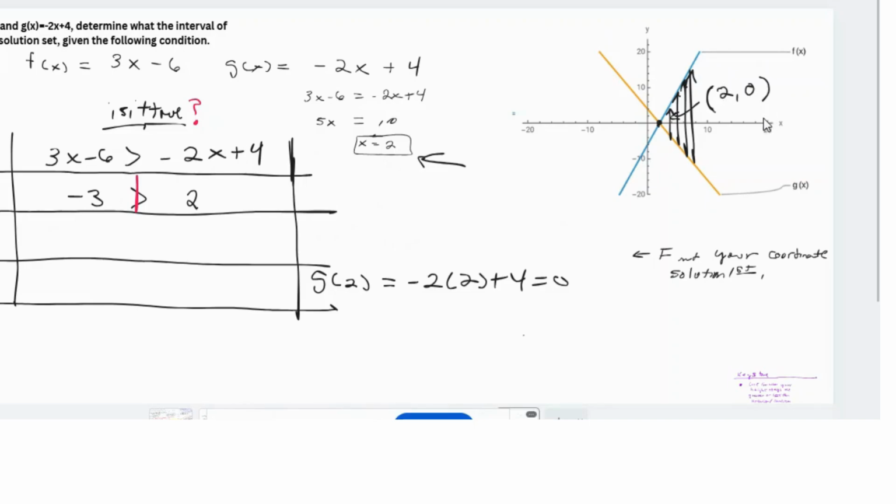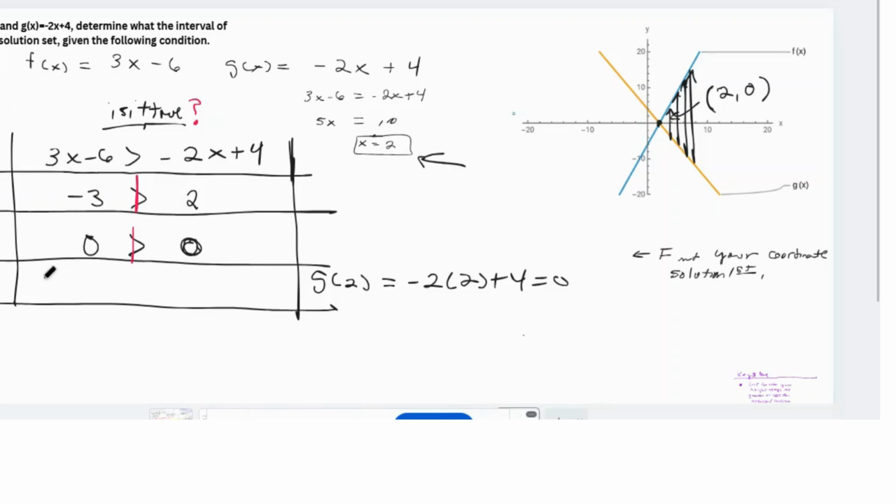Now we test the intersection solution, or the coordinate solution. Let's plug that in. So 3 times 2 minus 6 is 6 minus 6, which is 0. Negative 2 times 2 plus 4 is negative 4 plus 4, which is 0. Is that true if it's just greater than? No, 0 cannot be greater than 0. So then we mark that out because we have an open inequality. We don't have a greater than or equal, we just have a greater than.